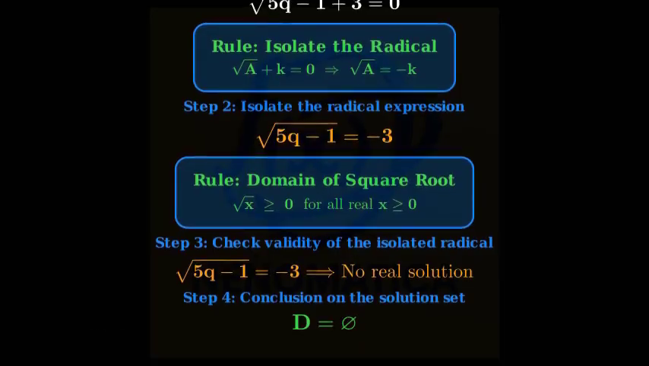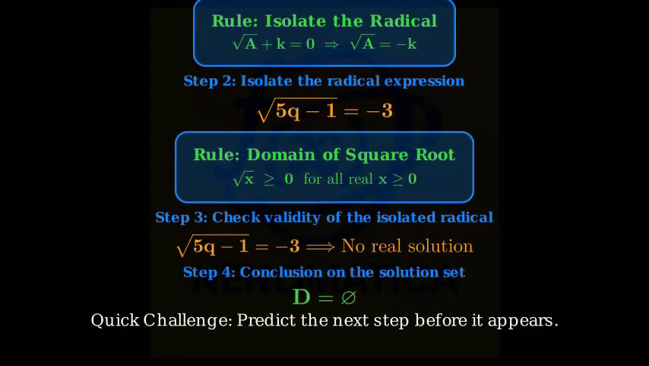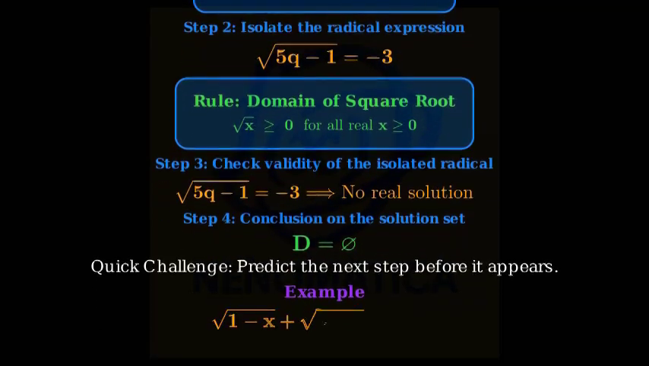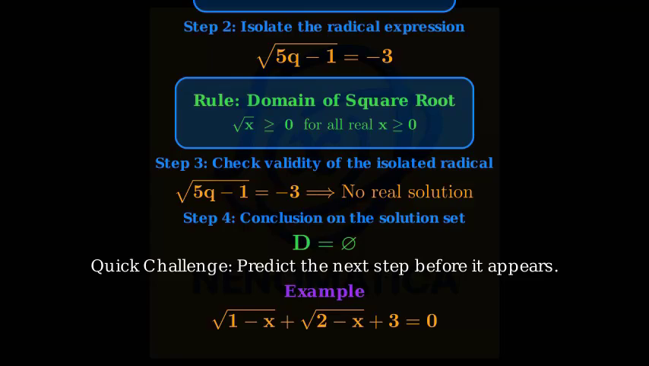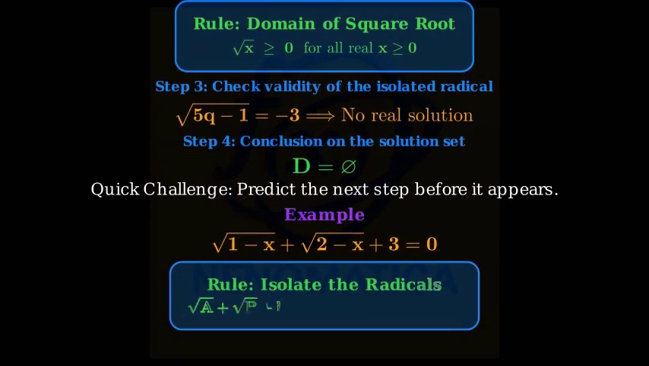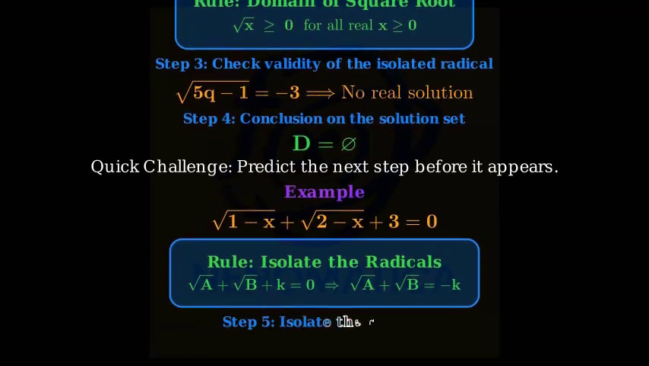Quick challenge prompt for the learner. Now, we consider a second equation with two radicals. We again display the word example and state the new problem in orange. We isolate the sum of the radicals. Show isolate rule. Write the isolated equation.